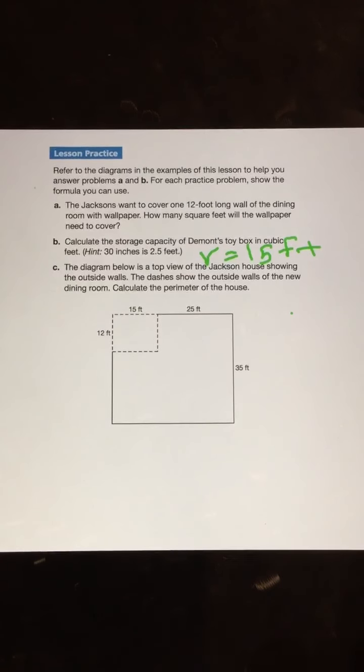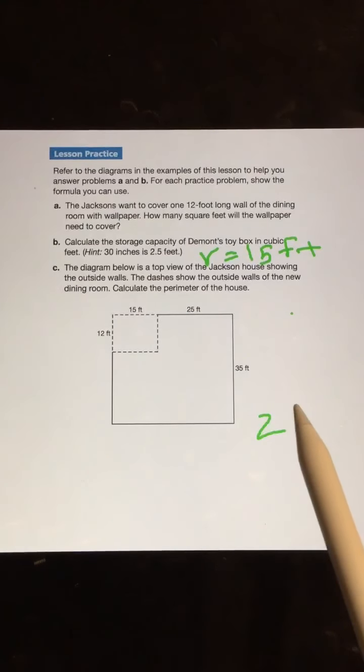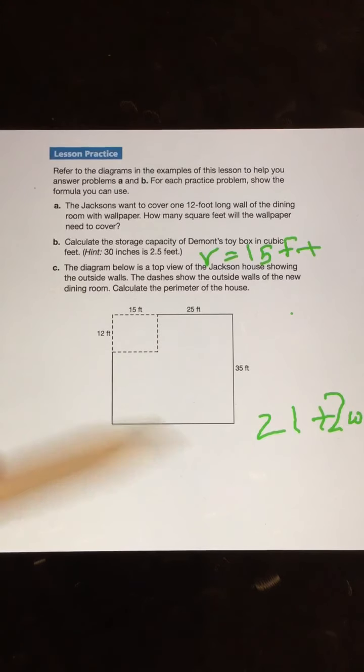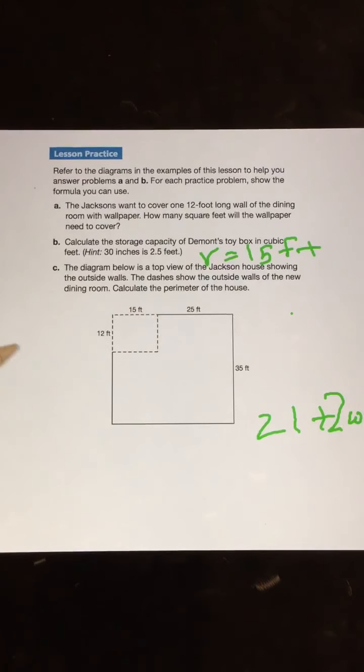All right, now on our last problem, the diagram below is a top view of the Jackson's house, showing the outside walls. The dashes show the outside wall of the new dining room. Calculate the perimeter of the house. All right, so what we need to do is perimeter equals 2 length plus 2 width. I love when I write with this pen. It's so messy. Okay, so I'm going to take my length would be 25 plus 15, which is 40, right?